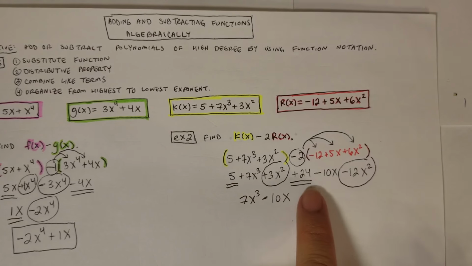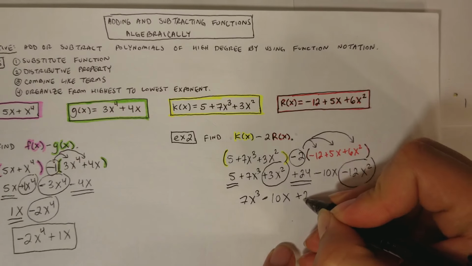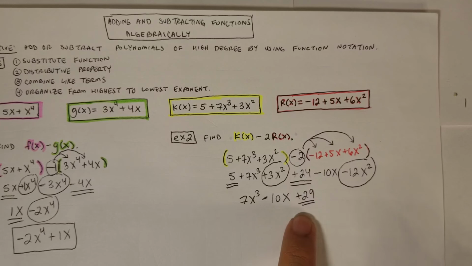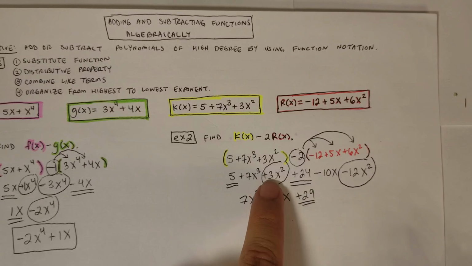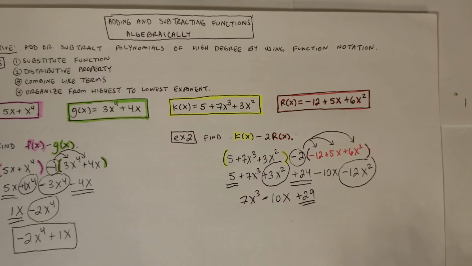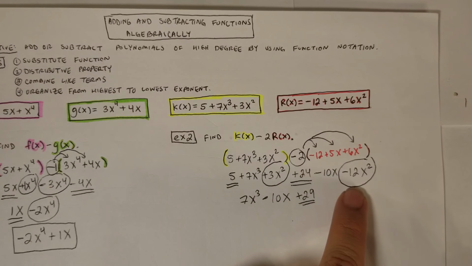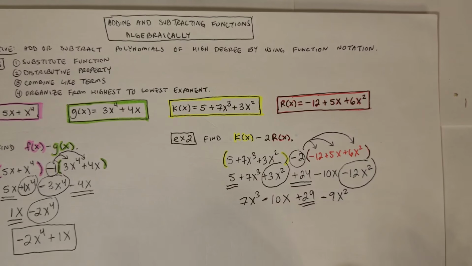Now I have to combine like terms for these guys. 5 plus 24, that gives me a total of 29, so plus 29. So those two came from this. Now I have to combine this one, 3x squared minus 12x squared. So that's 3 minus 12. Remember, we have to subtract those two. So that's 12, 11, 10, 9. So that gives me a total of negative 9. I say negative because the negative number is bigger. So this will be negative 9x to the power of 2.